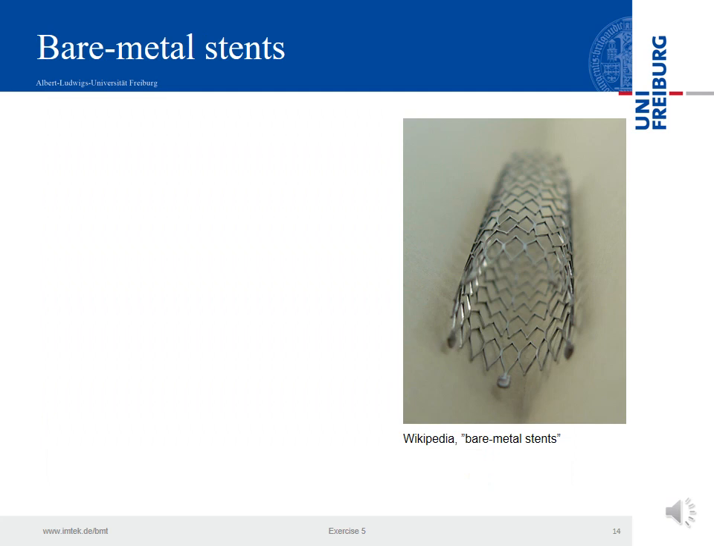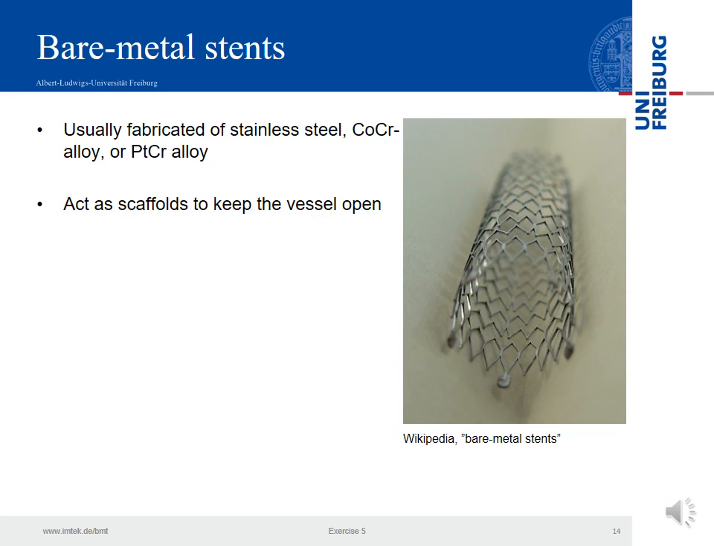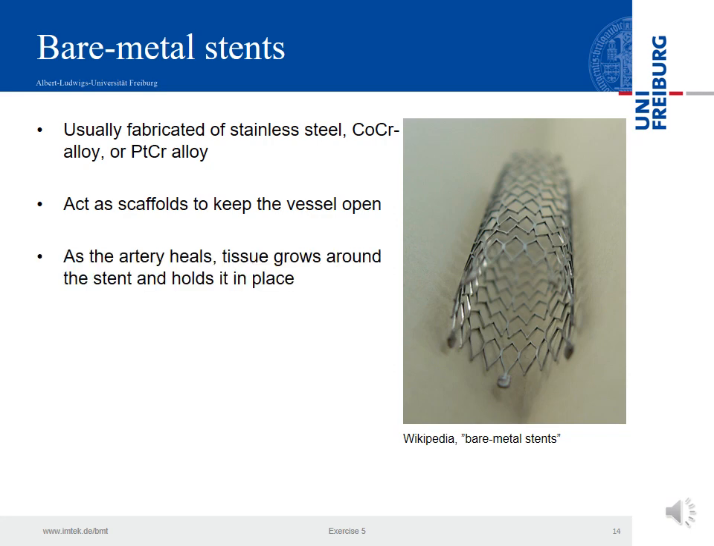This is how a bare metal stent looks like. We have those zigzag lines and you have some larger metal pieces, and they're used as radio markers that you can see in the CT, in the X-ray where your implant is. So cobalt chromium alloy or platinum chromium alloys, the scaffolds should open the vessel walls, and if the artery heals after this expansion, the tissue grows around the stent and holds it in place. But it's still there, and if the artery moves, the stent has to move.